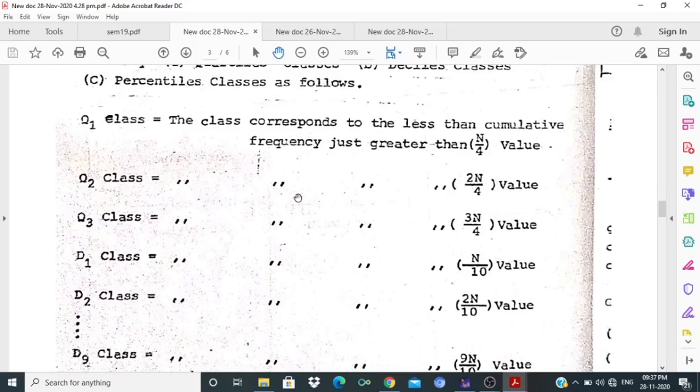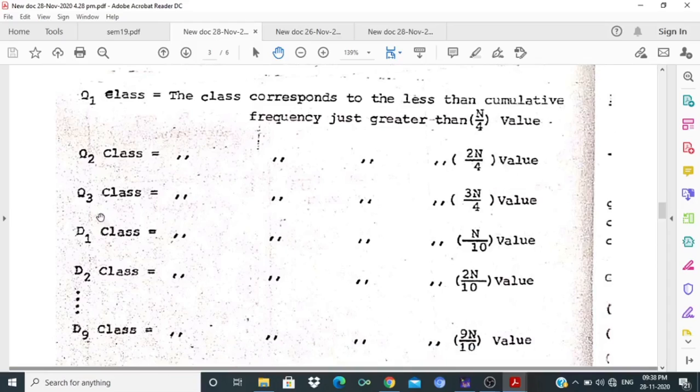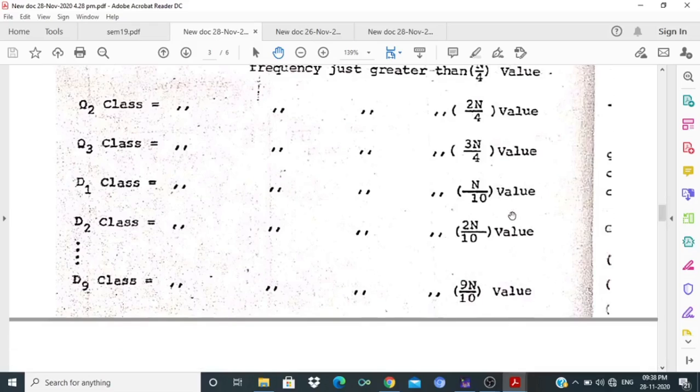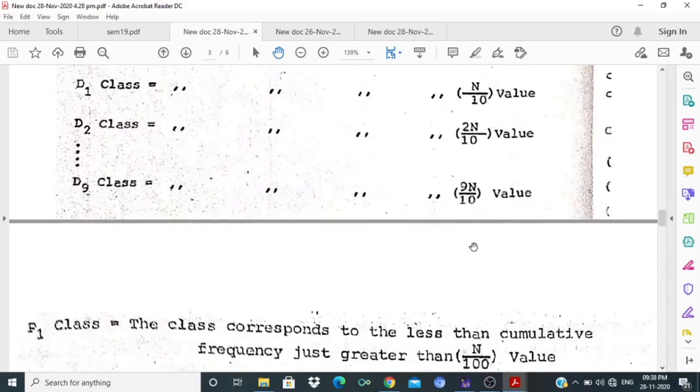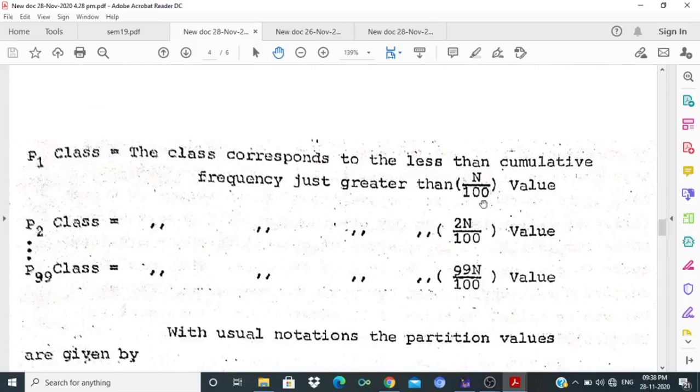Q2 is the class corresponding to the less than cumulative frequency just greater than n by 2 value. Q2 is nothing but the median. And Q3 is the class corresponding to the less than cumulative frequency just greater than 3n by 4th value. Similarly, for deciles, it is n by 10th value, 2n by 10th value, up to 9n by 10th value. In case of percentiles, n by 100th value, 2n by 100th value, up to 99n by 100th value. Here n is the total frequency.